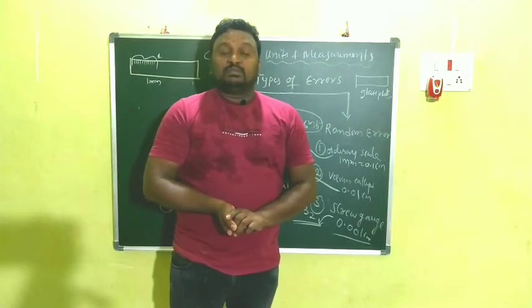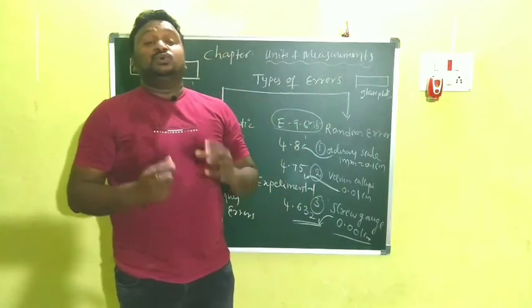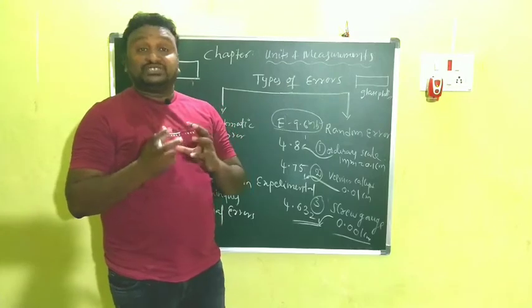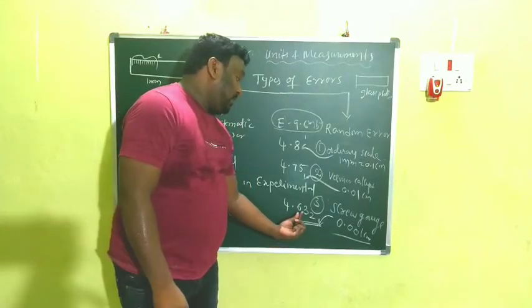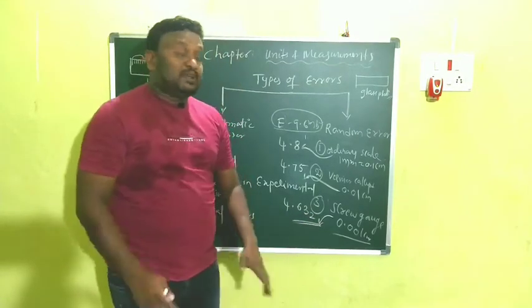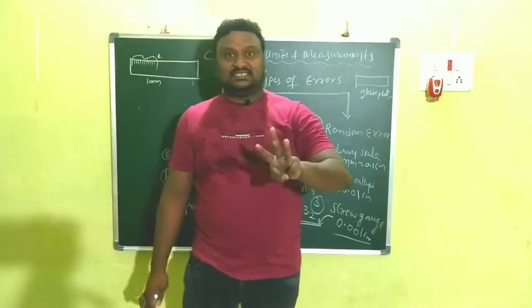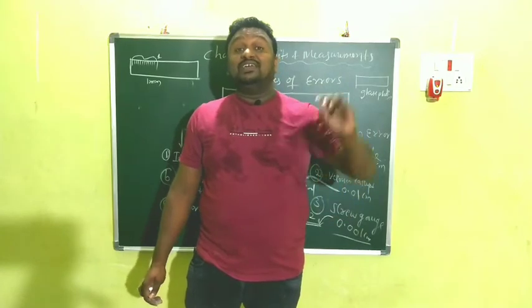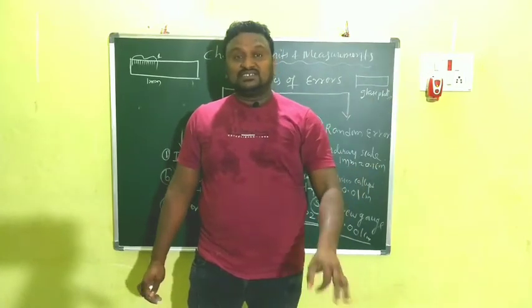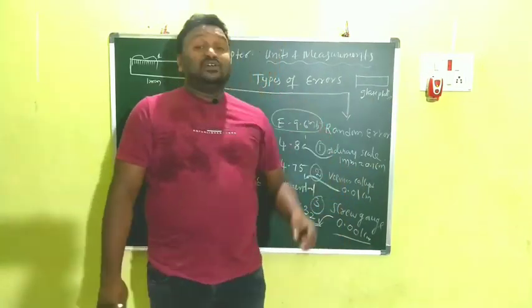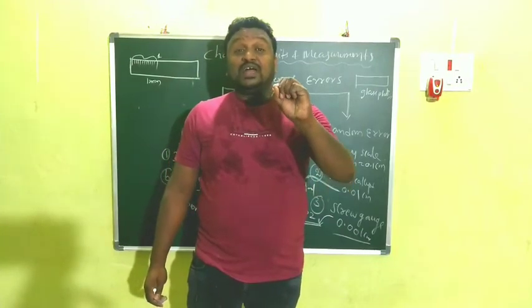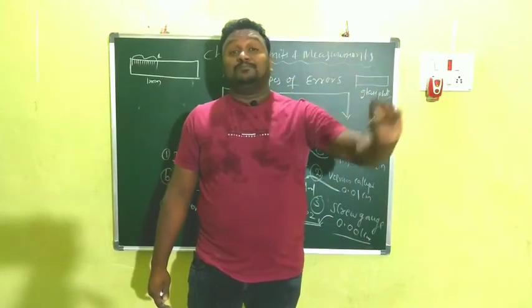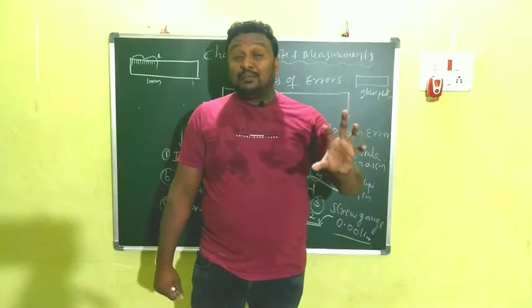In this case, which is having more precision? This one reads 4.632, so after the decimal point we can measure the length up to 3 digits. That means by using the screw gauge, we can find even the very least value. So that is the precision.